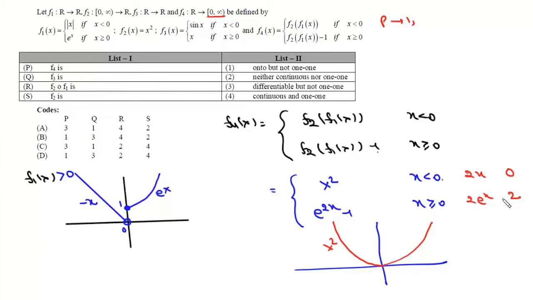Now we look at f3. f3 is this function, sin x and x. Now if we draw the graph of f3, when x is less than 0, this is sin x.